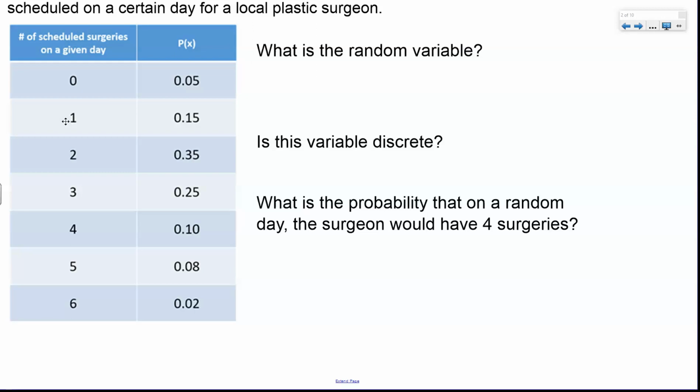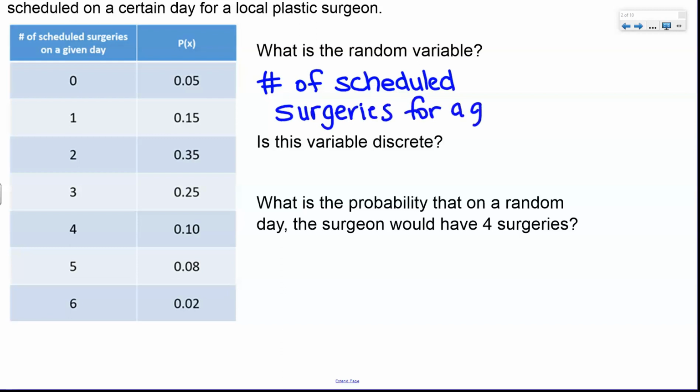So the random variable for this one, so when we're trying to find what the random variable is, you can look at, well, what does X represent, right? If I say X is 2, what does that mean, right? And so for this one, an X of 2 would mean they had 2 surgeries scheduled that day, right? So the random variable is the number of scheduled surgeries per given day. So something like that. We're looking at the number of scheduled surgeries on any given day.